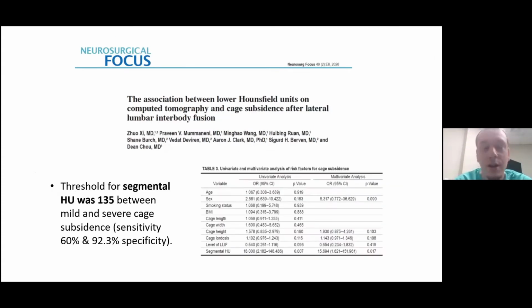The same was seen with the association between Hounsfield units and the presence of cage subsidence. They looked at close to 100 patients, and they came up with a threshold for segmental Hounsfield units close to 135 to distinguish between the presence of mild and severe cage subsidence, with a sensitivity of 60% and specificity of 92%. Also interesting, after a univariate and multivariate analysis for risk factors for developing severe cage subsidence, they saw that segmental Hounsfield units were significantly associated with the development of cage subsidence.